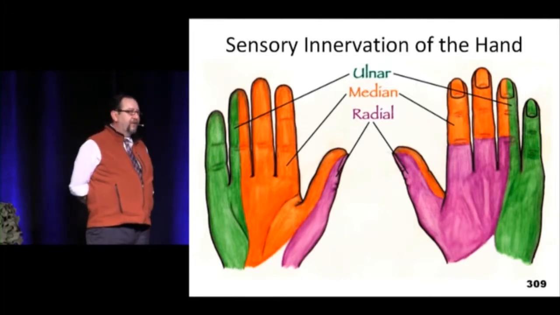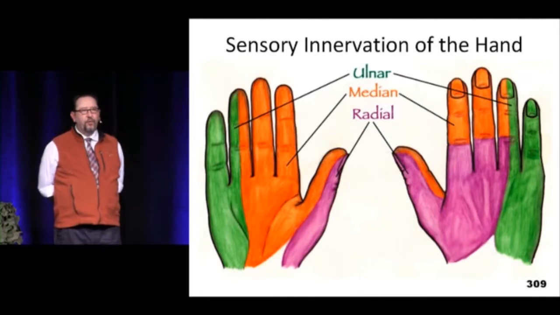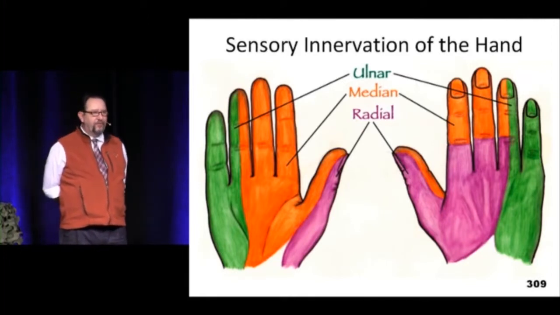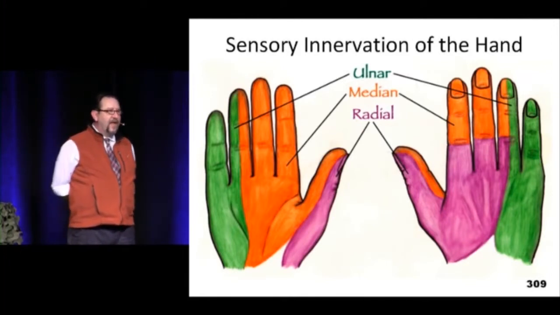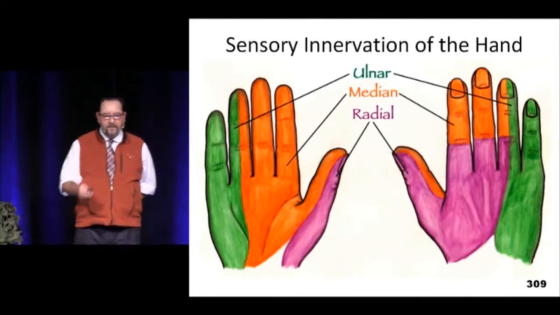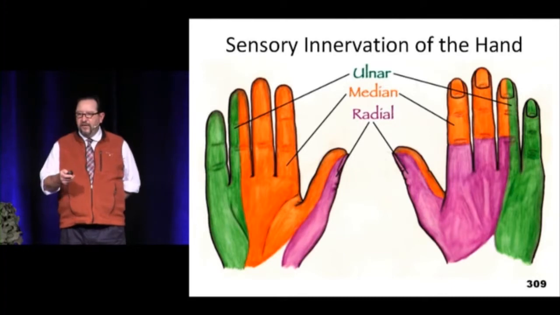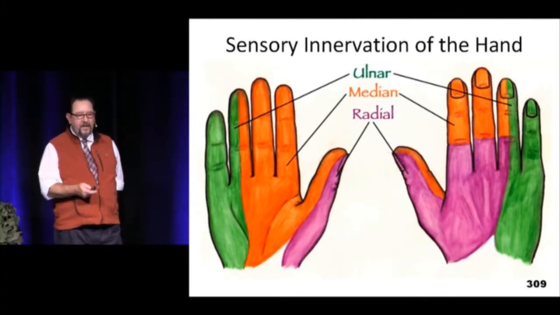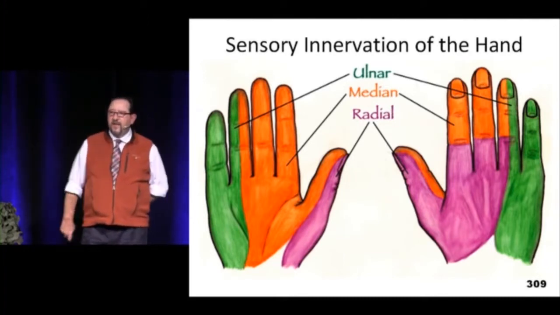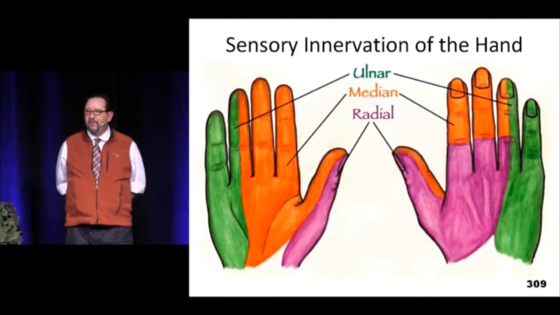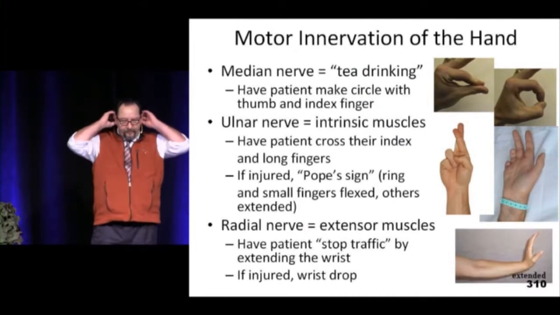But a hand history starts the same way. 35-year-old right-hand dominant carpenter presents with, I need the age, the hand dominance, and the occupation. That's how it's done. These are sensory innervation of the 3 nerves going to the hand: ulnar, median, and radial. The detail of the exam of those sensory components depends where and what the injury is with regards to how specific you need to be.